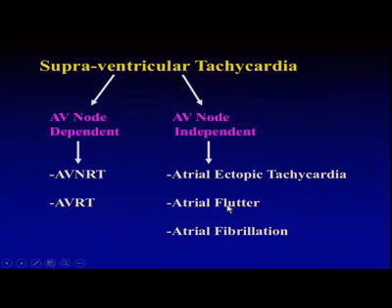And the AV nodal independent tachycardias are really, there are three, but there are really two that affect pediatric patients. One is ectopic atrial tachycardia, atrial flutter being next, and atrial fibrillation is quite rare in pediatric patients. We're starting to see that a little bit in teenagers, but still in that patient population, it's quite rare.